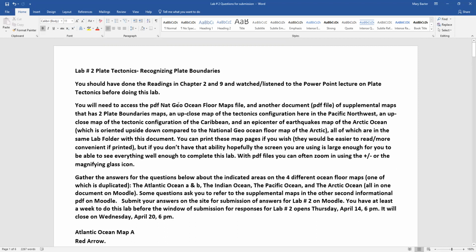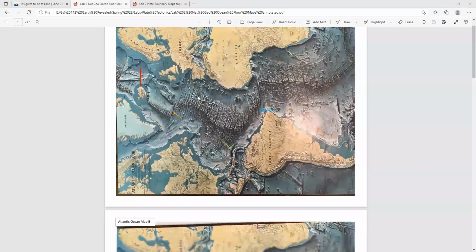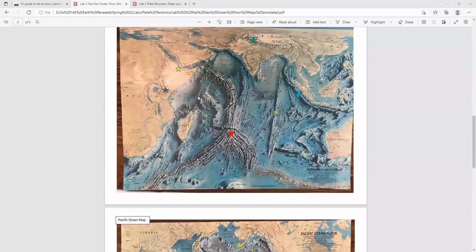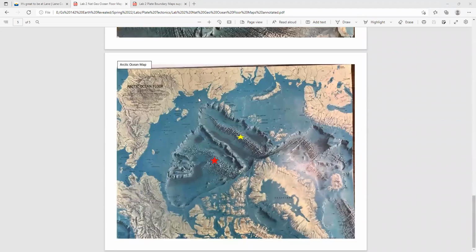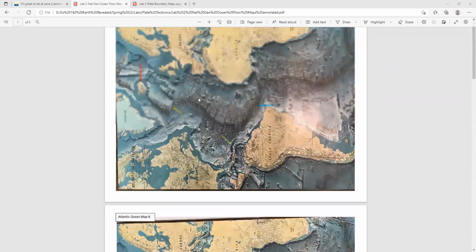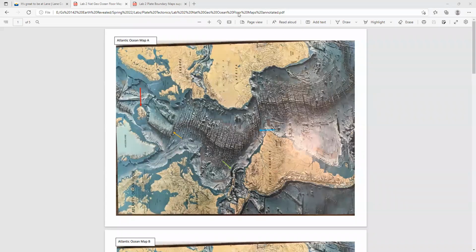There's a PDF National Geo Ocean Floor Map file, and let me go in here and show you that. Okay, this is the National Geo Ocean Floor Map file. And back to this.